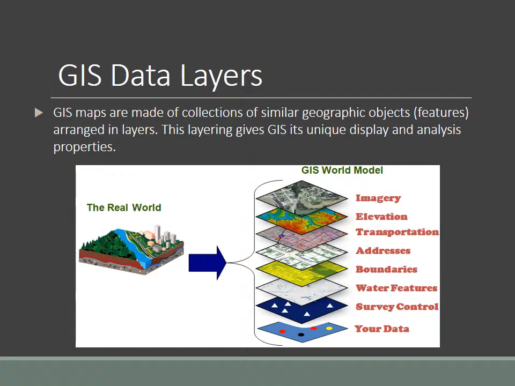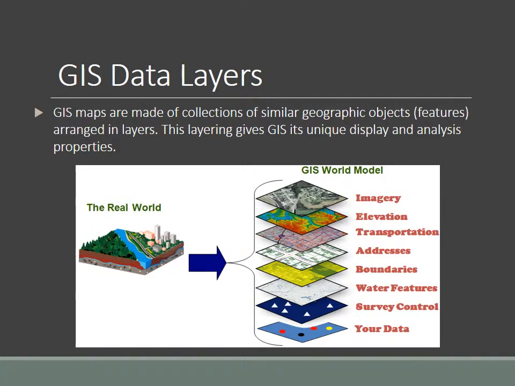GIS maps are made of layers of information. These layers are collections of similar geographic features and can represent any kind of geographic information, from elevation to addresses. The layering gives GIS its unique display and analysis properties.